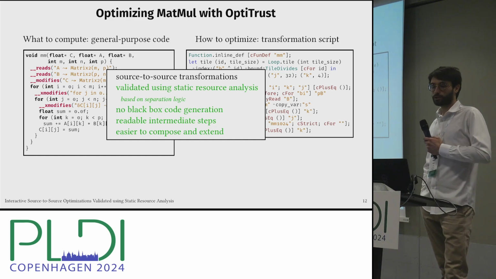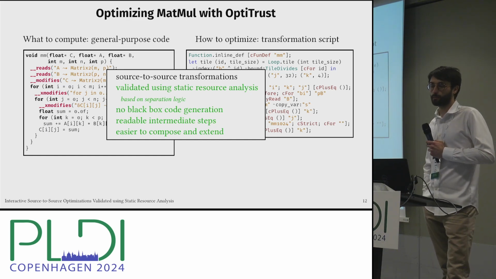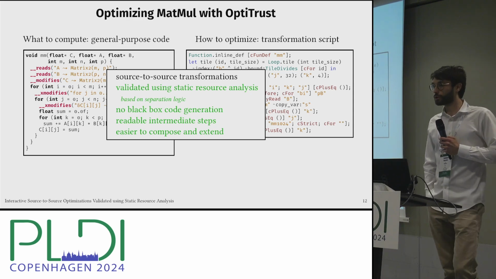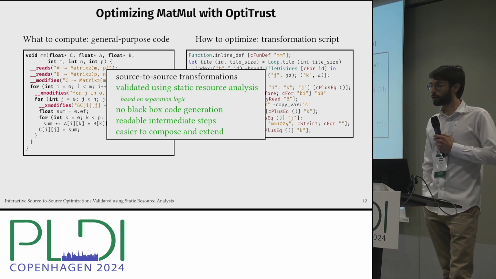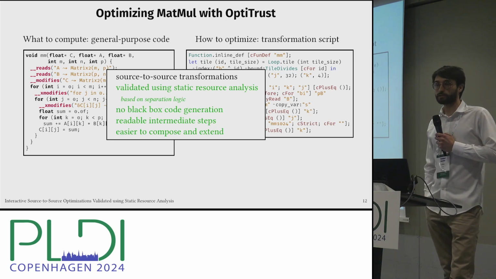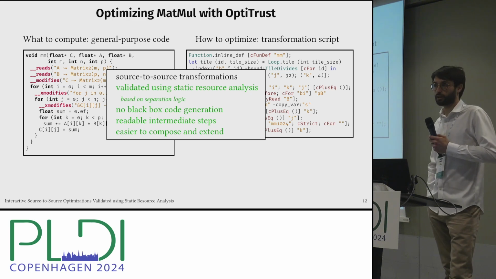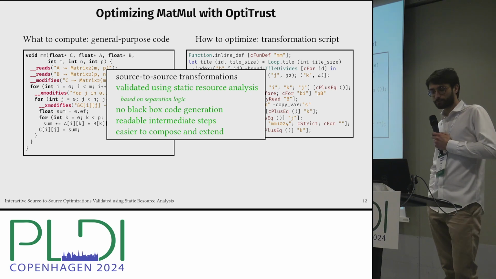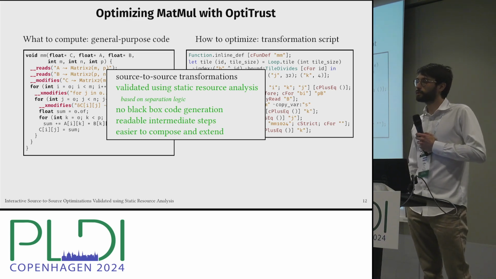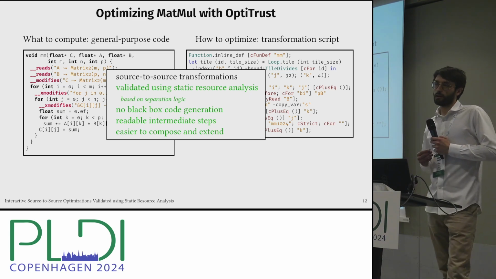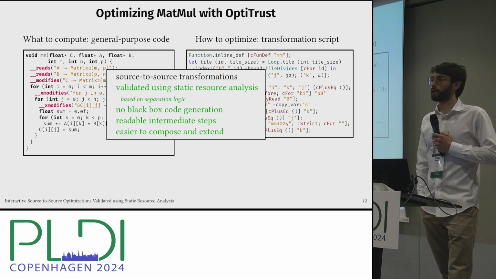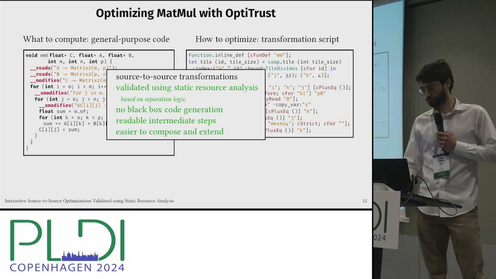We validate these transformations using a static resource analysis based on separation logic that I will talk a little bit more about. We don't have any black box code generation, because when you apply the transformation script, you're transforming the C code, and in the end you just have the C code. So you don't need to apply any heuristics at the end. And it's easier to compose and to extend because if you have 2 transformations, you can put them back to back, and you can also add a new transformation without having to change any code generation process, like for TVM.